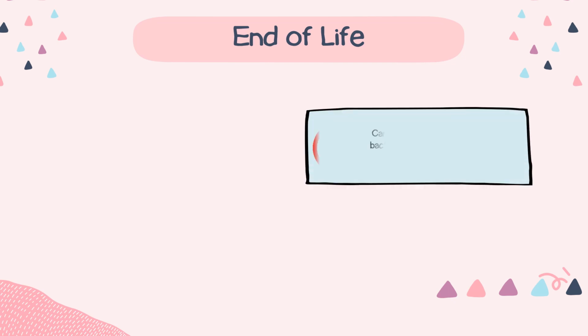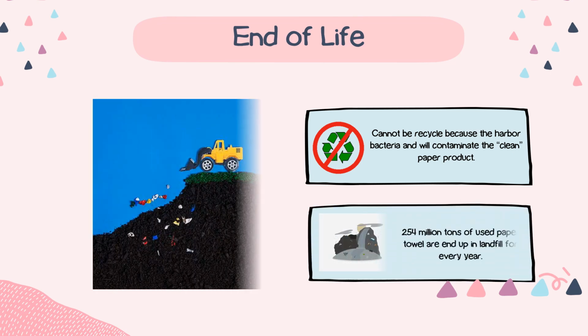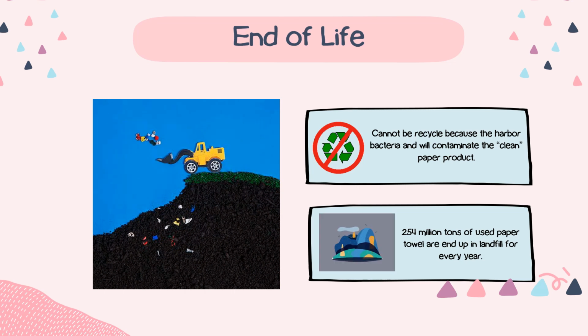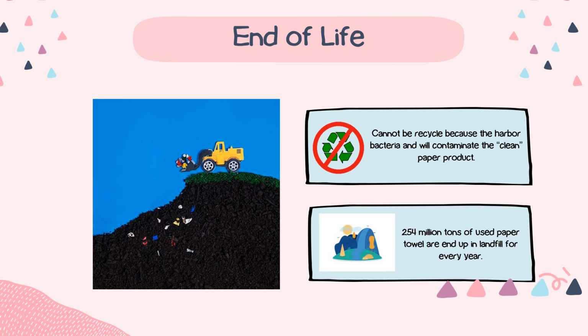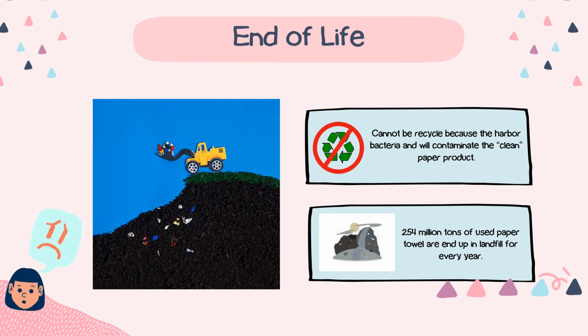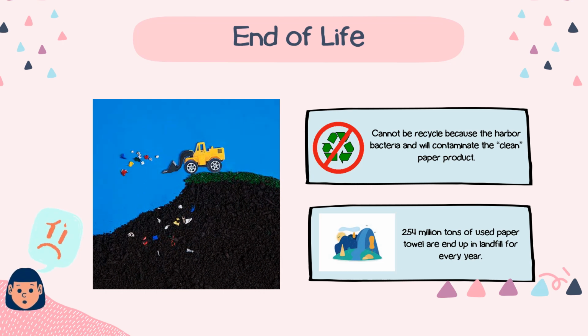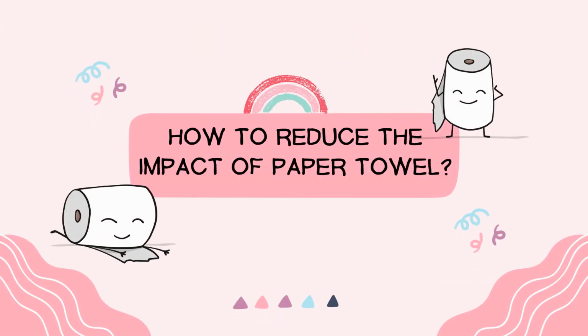Lastly, the end of life of paper towel also contributes a negative impact to the environment. As we all know, paper towel cannot be recycled because it harbors bacteria which can contaminate clean paper products if they are recycled. Based on research, there are now 254 million tons of used paper towel ending up in landfill every year. Can we imagine if we still use paper towel without thinking about the impact to the environment? So next, we will discuss how to reduce the impact of paper towel.